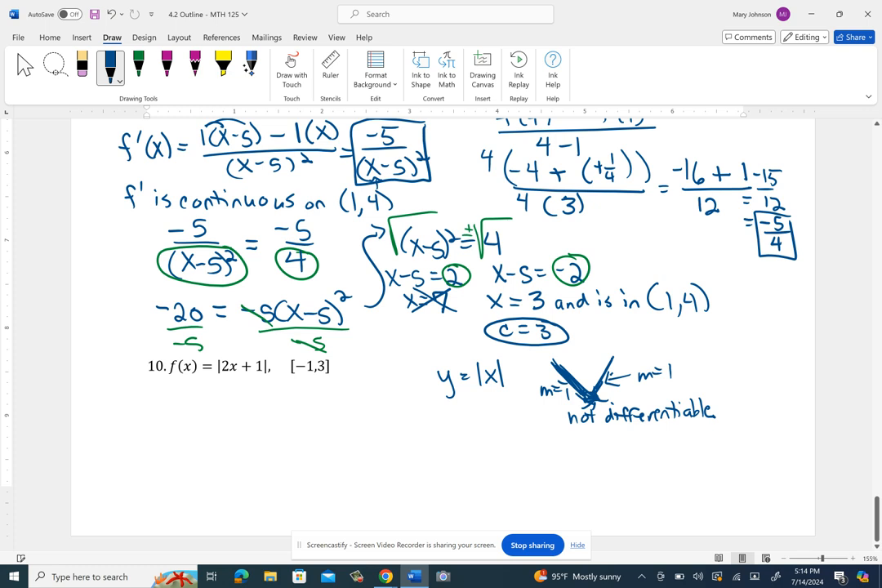So this is going to have that situation. And where that's going to happen is right there. So it's not differentiable. It's continuous, but it's not differentiable. Where 2x plus 1 would equal 0, which is at negative 1/2. And negative 1/2 is in that interval, so MVT doesn't apply.